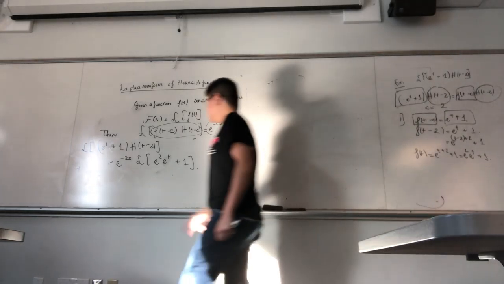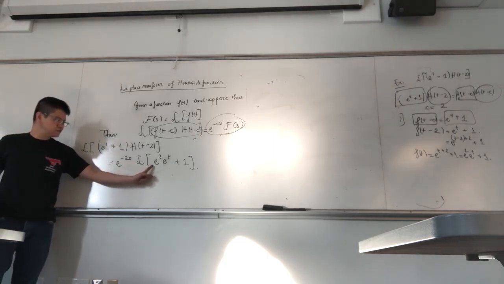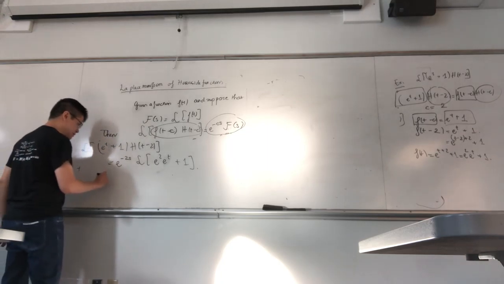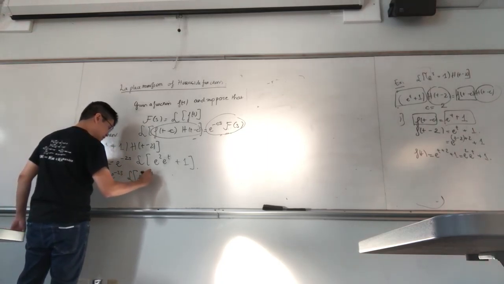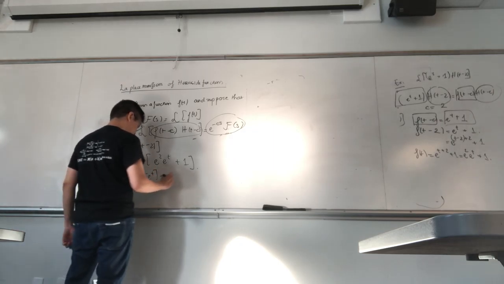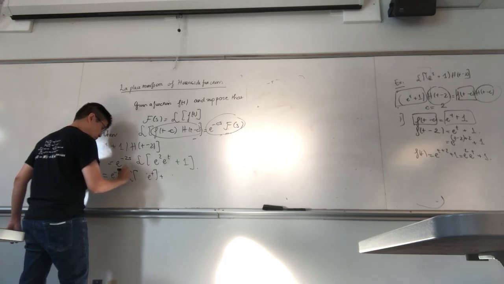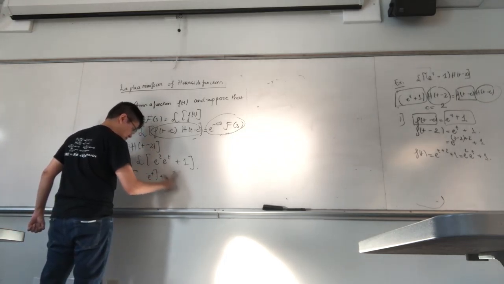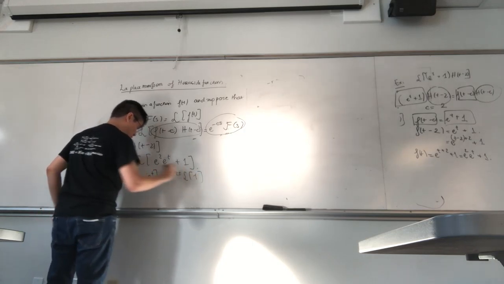Now I apply this formula for c to be 2. I have e to the power minus 2s times the Laplace transform of e squared e to the t plus 1, which is the function f of t over there. So e squared can be outside, right? Plus e to the power minus 2s times the Laplace transform of 1.